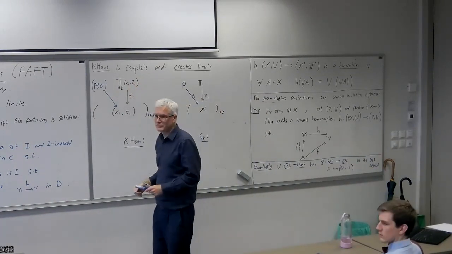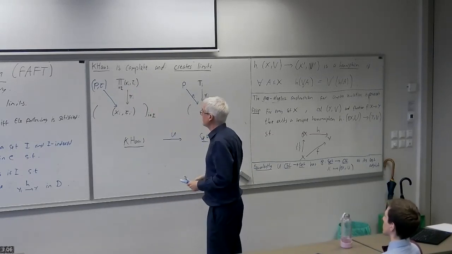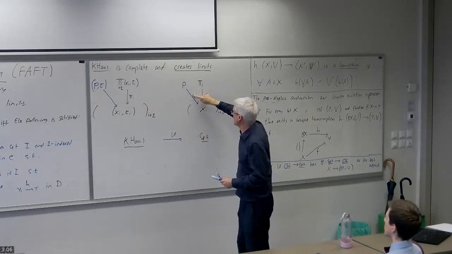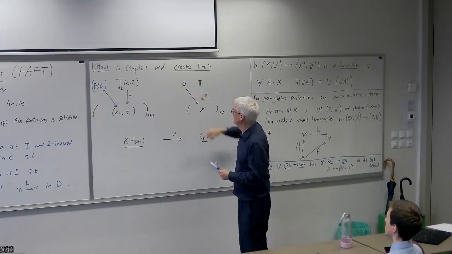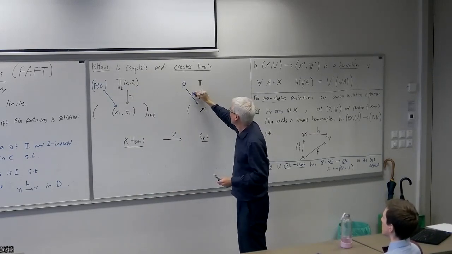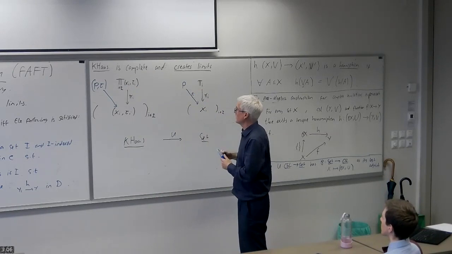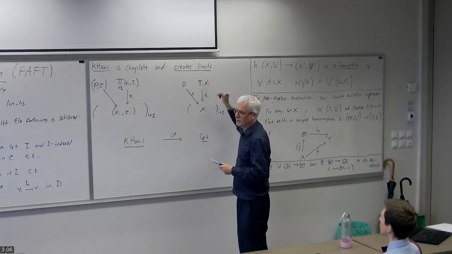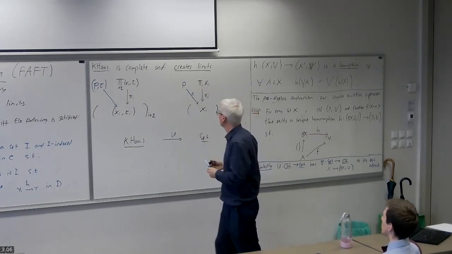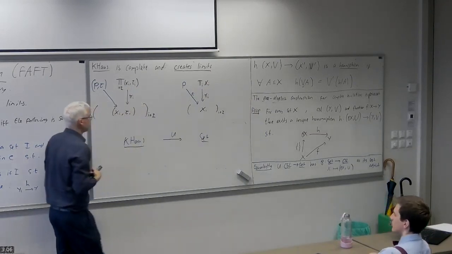I'm sorry, what's the pi on the right side? Right, sorry, this is just the cone. No, not the pi. The X is missing. Oh, right, yeah, the X. That's the product in sets of the sets X_i.